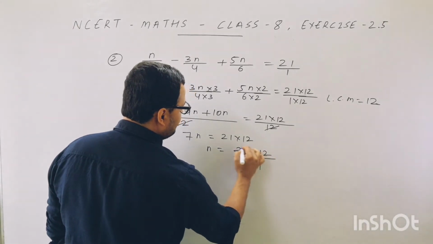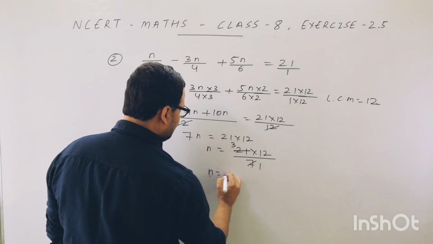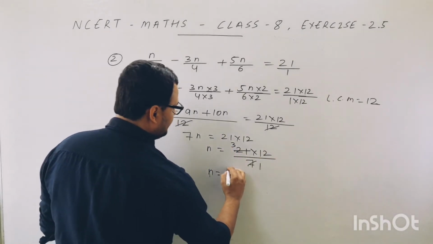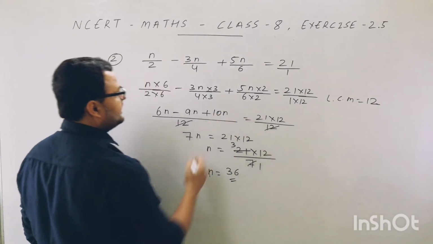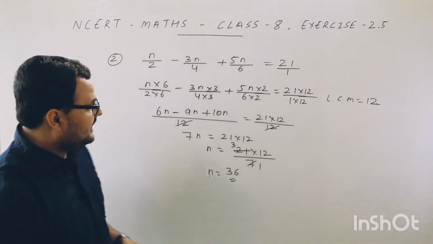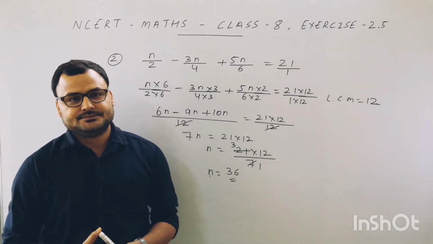7 ones are 7, 7 threes are 21. Now when you multiply, 12 threes are 36. So for the second question, the value of n equals 36.